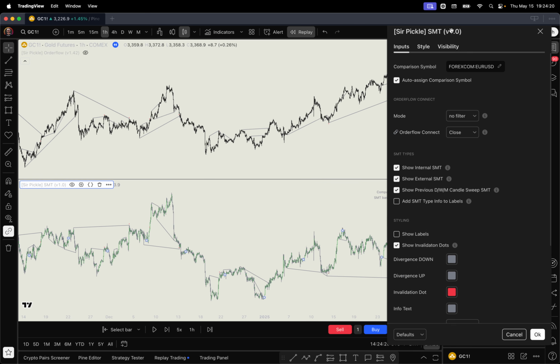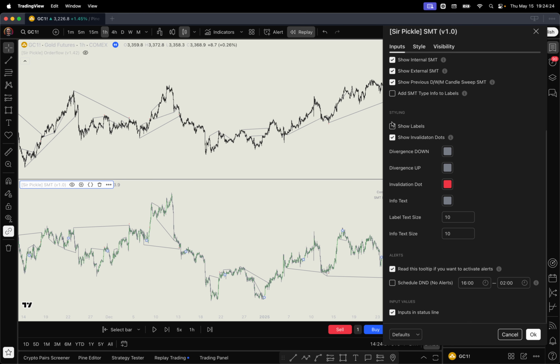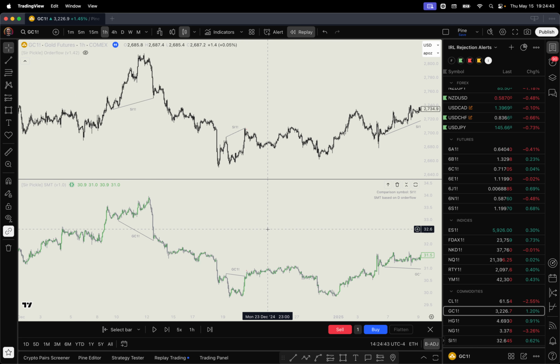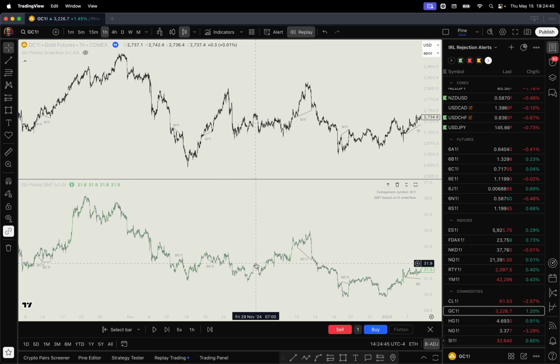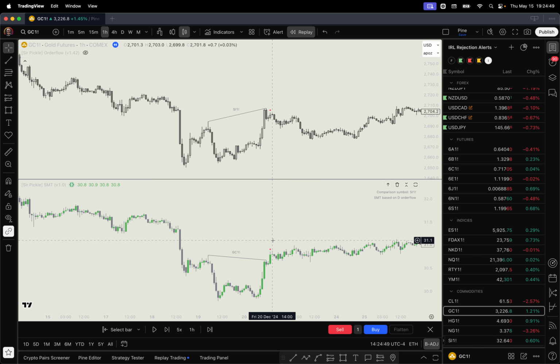Then going further in the settings, we have invalidation dots. I will just show the labels again. And I will only work with one SMT for now, because that is easier to show. Otherwise, the charts are too packed with information. And I will explain the invalidation dots to you. So sometimes you will see that there's a red dot on the chart. They are very small if you're zoomed out this far. But if you are a bit closer, you will see them more easily, like here.